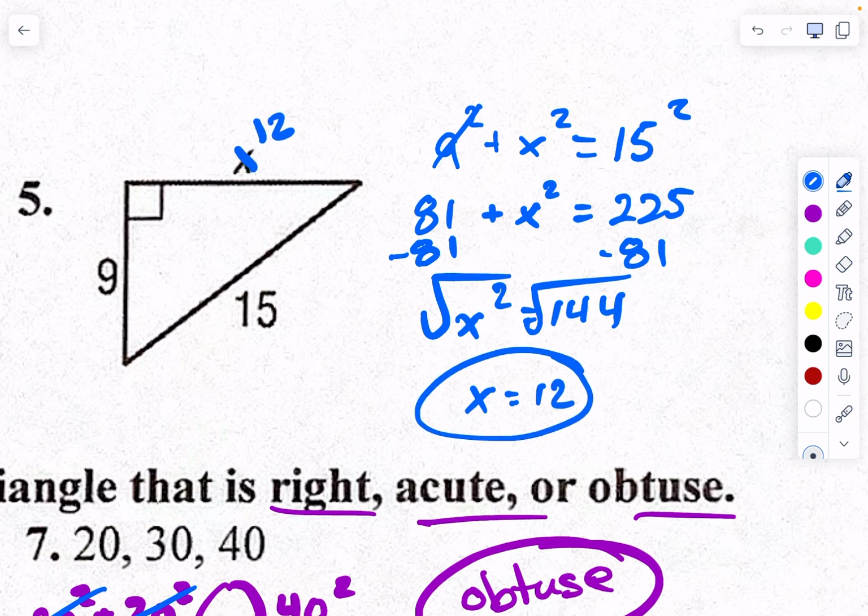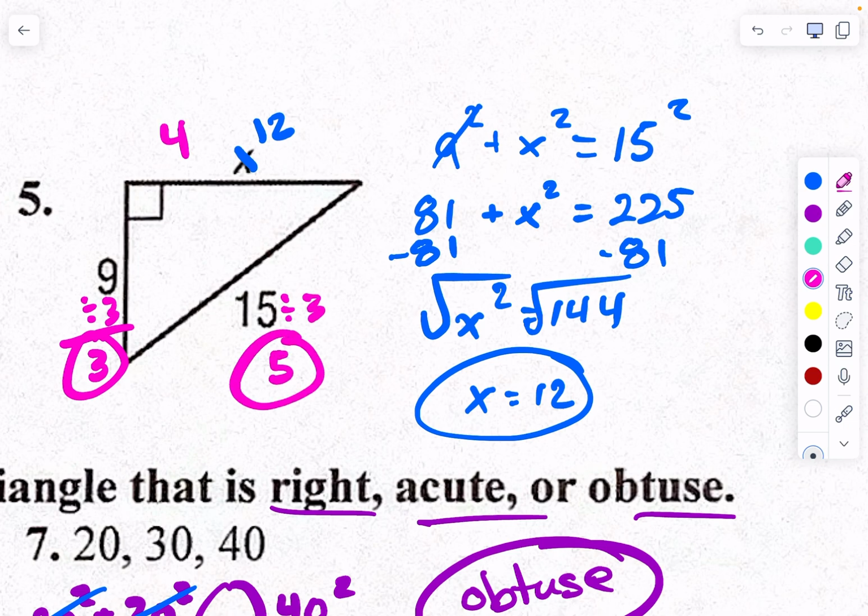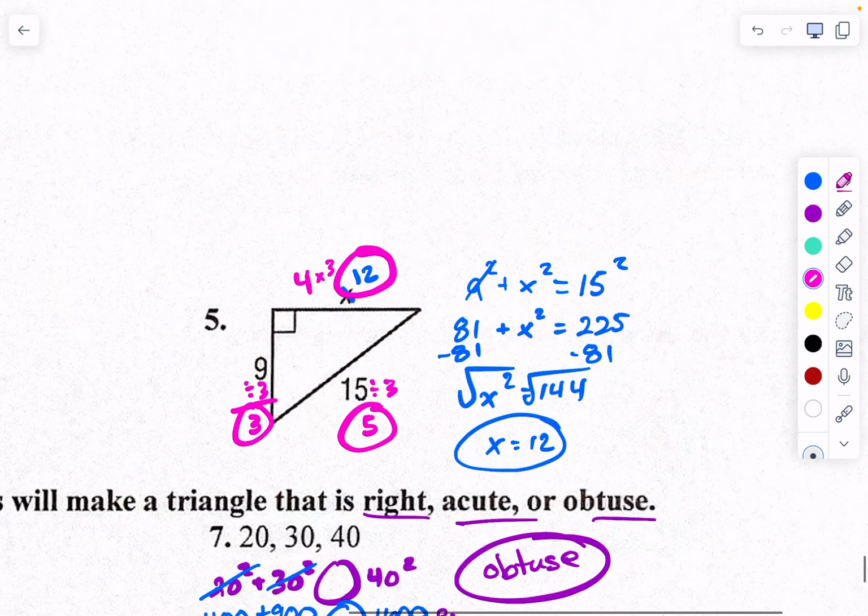You could have gotten that by 9 divided by 3 is 3. 15 divided by 3 is 5. So that means this is my 4 side, but I've got to multiply by 3 to get it back to the scale factor, so it is 12, right? So you could have gotten it that way also, using a Pythagorean triple, 3-4-5. 3-4-5 is one of the ones I told you to memorize. What was the other one? 5-12-13. Those are the ones that you'll see the most.